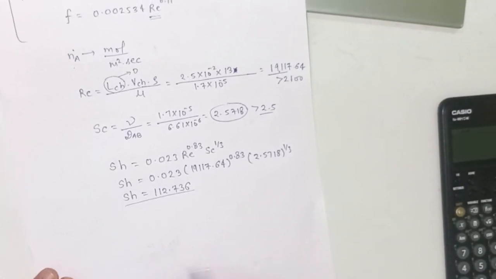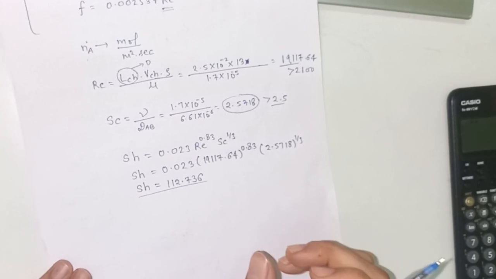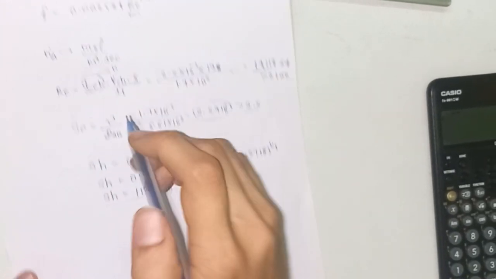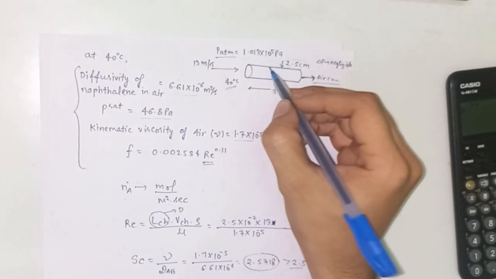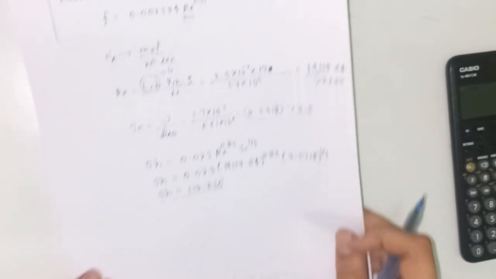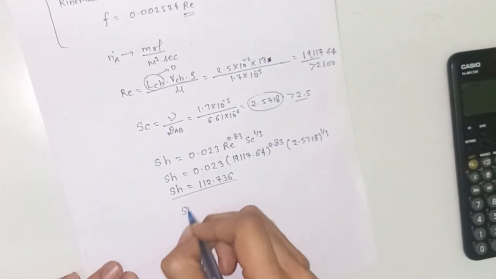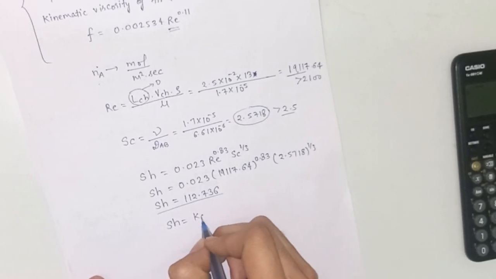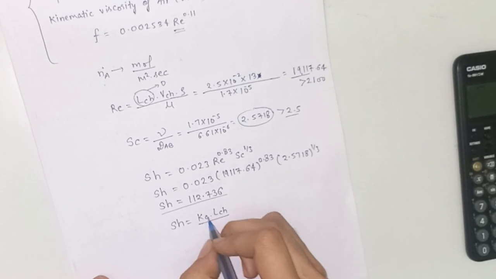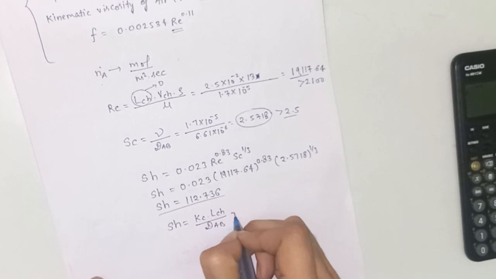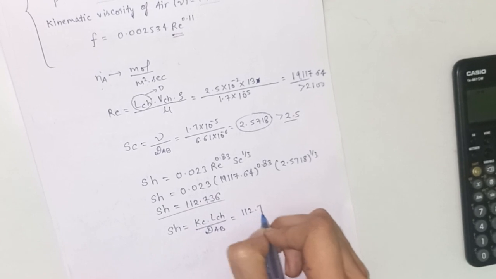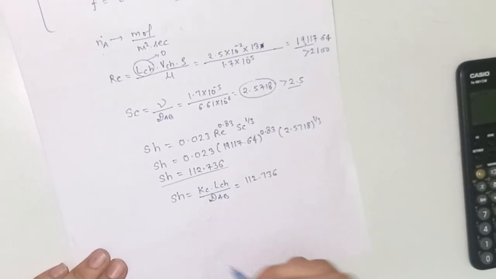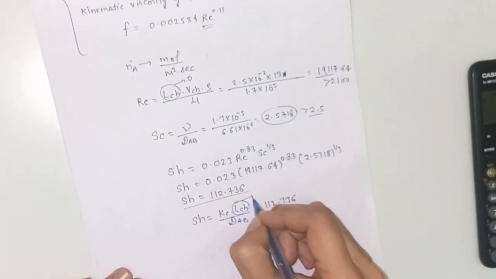Now we need to find Kc, that is the mass transfer coefficient, to find our molar flux, that is, how much naphthalene is diffusing into the air. Now the relation of Sherwood number and mass transfer coefficient is Kc times characteristic length divided by diffusivity, and this value is equal to 112.736. In this case, this is like flow through a pipe, so the characteristic length is equal to the diameter of the pipe.